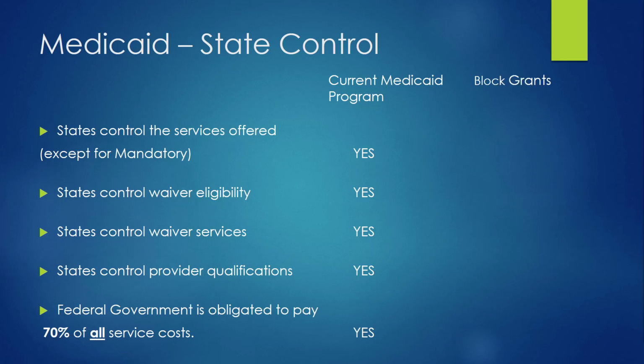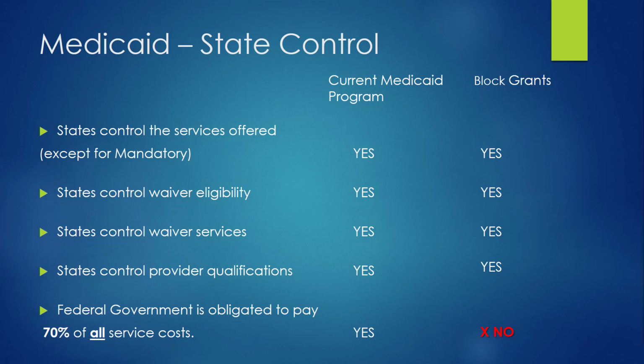Under block grants, things are only slightly different. Looking at the bills that have been introduced in the last few years that would block grant Medicaid, we can see that they maintained the mandatory services, so there was no change or increase in flexibility there. They didn't make any changes about the control over choosing which optional services states are allowed to have. States still control the waiver services in the same way that they do under the current system, and states still control provider qualifications and rates in the same way that they do now. The only difference is that the federal government is no longer obligated to pay for 70% of all the service costs.